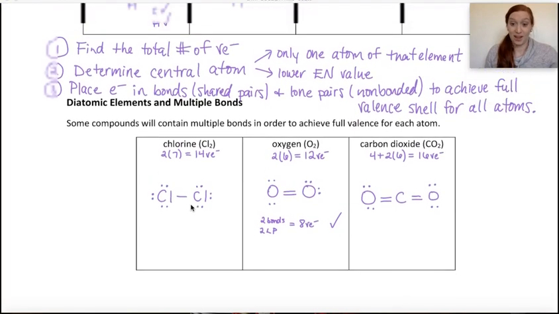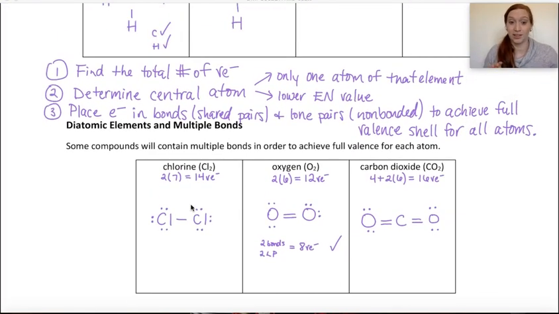So that's our basics of Lewis structures. I'm going to do a few more examples in a separate video of some exceptions and walk you through some more. But this is a good place for you to get started and to start trying out your Lewis structures.